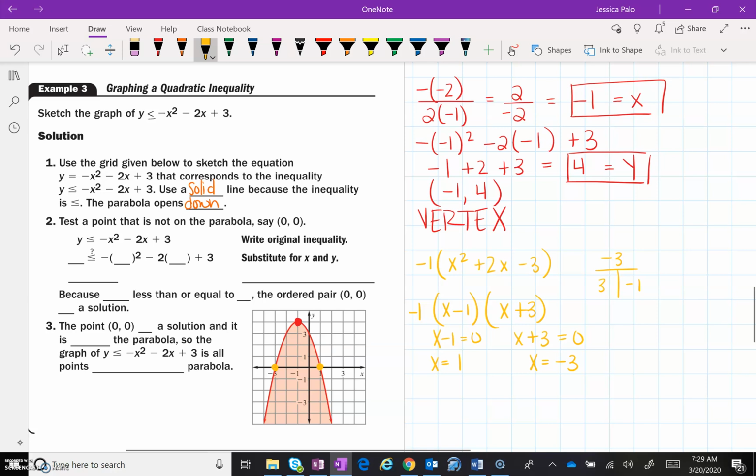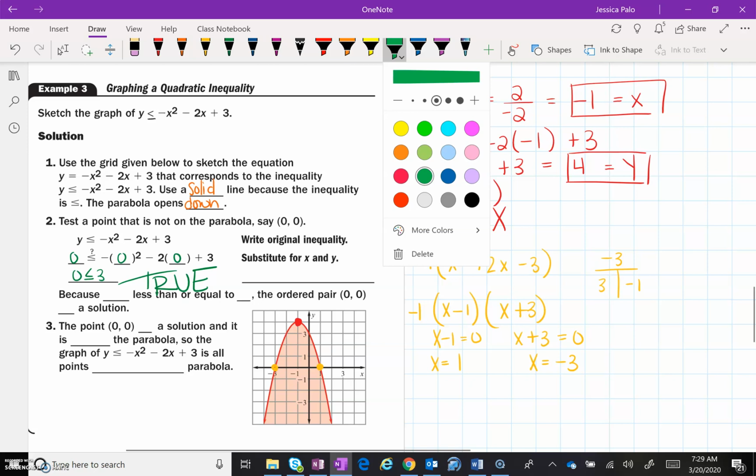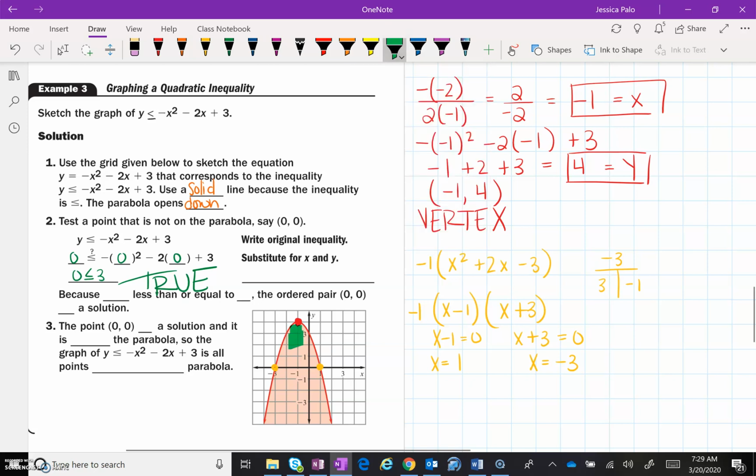Okay, now this time we can use the point 0, 0, which is great. I love using the point 0, 0. And we know 0, 0 is inside the parabola. So when we do our test point, we plug in 0 for y and 0 for both x's. We are going to get 0 is less than or equal to 3, which is true. So we are able to shade the part of the parabola that contains 0, 0, which is on the inside.